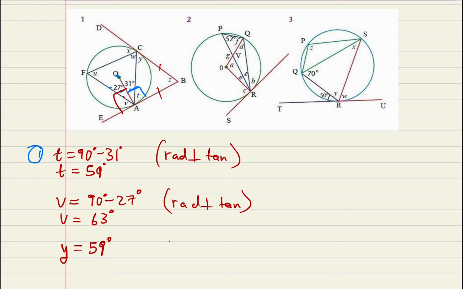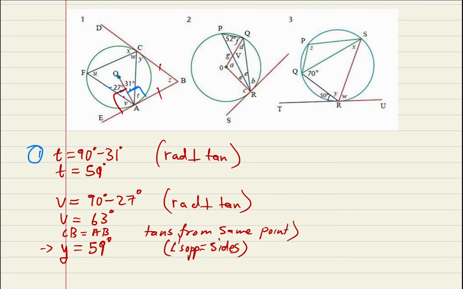First of all, before you write that, these are angles opposite equal sides. Then before this one, you'll have to indicate that CB is equal to AB. Why? These are tangents from the same point. Guys, this is very important that you show such things.